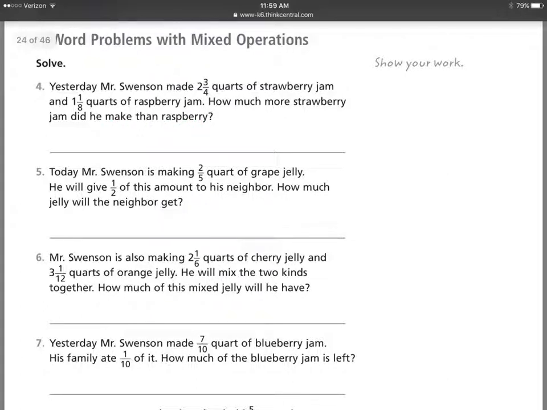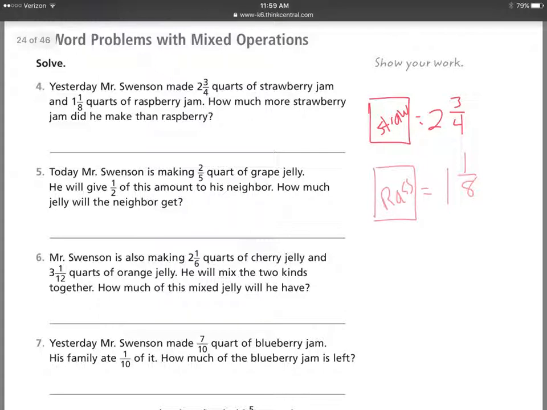Immediately, I start imagining myself making this jam. I could even draw a couple of pictures to represent that. So I made some jam. The first kind of jam I made was strawberry. Could represent that with just one letter or the entire word. And I made 2 3/4 quarts of that jam. I also made some raspberry jam. So I would draw a picture of that, represent that with a letter or a word. And I made exactly 1 1/8 quarts of raspberry jam.